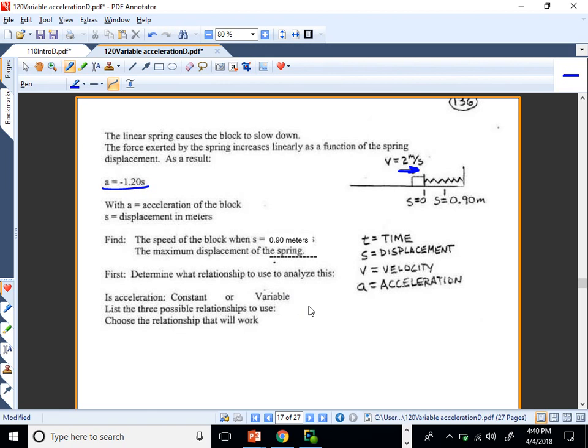All right. So do we got constant acceleration or variable on this one? Yeah, variable, right? Because A is negative 1.2 S. Now S is not seconds. S is displacement. Watch that. That can be one of those little errors that people make sometimes because we're used to S meaning seconds, but in this case, S means displacement. Okay? That's how S is defined. So it's variable.